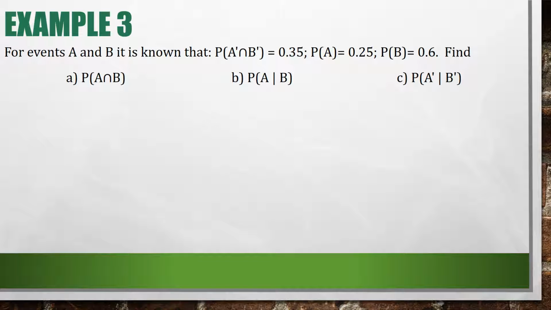All right, so let's look at example 3. For events A and B, it is known that, and so they give us the probability of the intersection of the complements, the probability of A, and then the probability of B. So these are the 3 pieces of information we need to find. So let's start with A.